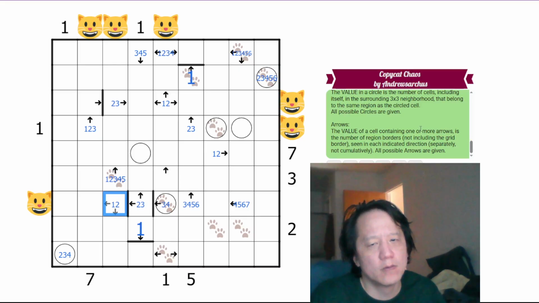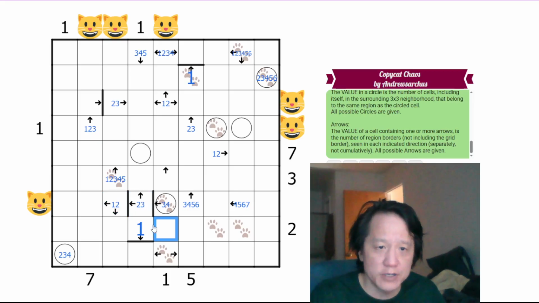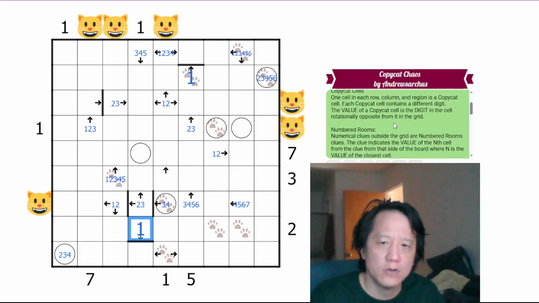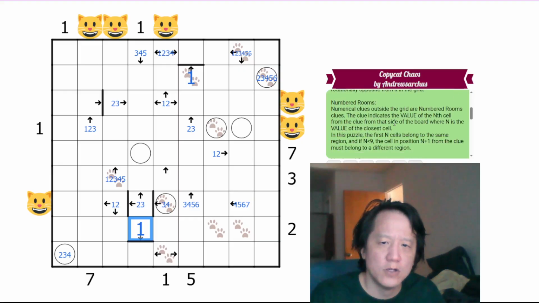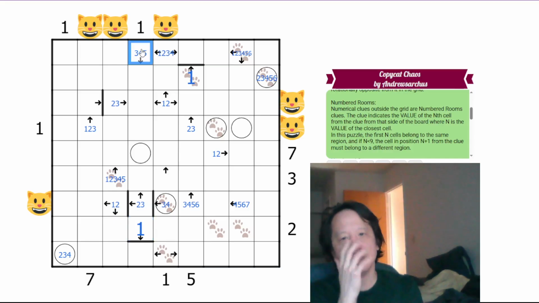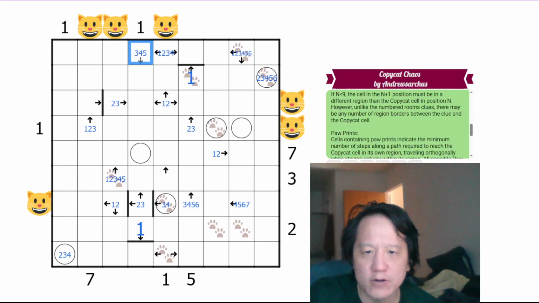Okay. All possible arrows are given too. That's interesting. Okay, so 1 is here. The numbered rooms clues outside the grid, the clue indicates the value of the nth cell from that side of the board, where n is the value of the closest cell. So either this is going to be... Wait, is arrows numbered rooms clue?